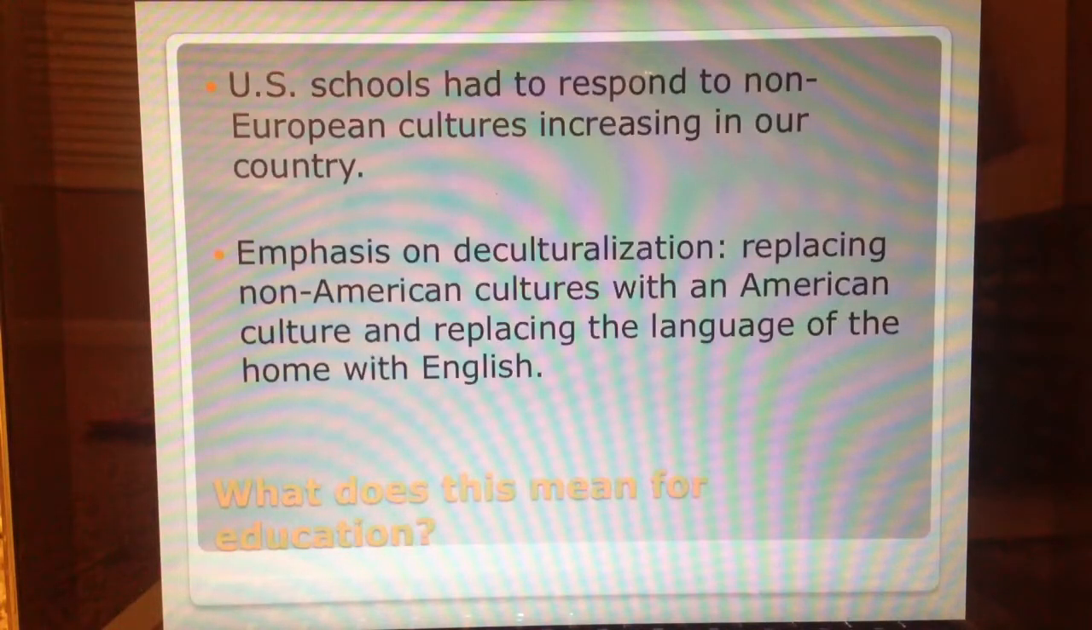So you're probably thinking to yourself, what does this mean for education? What does this mean to me? Well, our text discusses that U.S. schools had to respond in some way to the non-European cultures that were increasing in our country. There was a large emphasis on deculturalization. What that basically does is replace non-American cultures with an American culture, and replace the student's home language with English. So if they predominantly speak Spanish, it would replace it with English, and it would also replace their cultures with American culture.